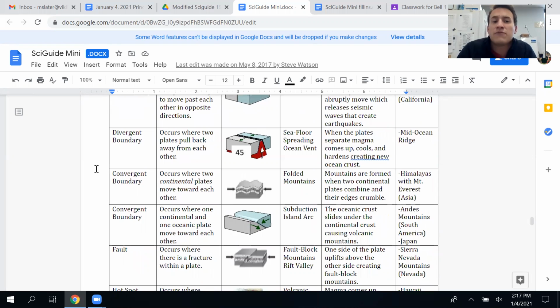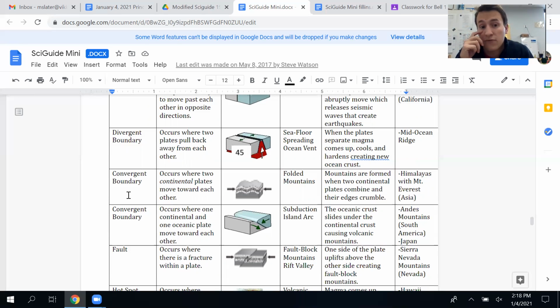The next one we have is a divergent plate boundary. This occurs where two plates pull back away from one another, meaning the plates are moving apart. This is caused by seafloor spreading, or seafloor spreading is caused by this. Remember last unit when we talked about how convection currents move our crust, this is where this is occurring. It's occurring at diverging plate boundaries. An example of this would be the mid-ocean ridge.